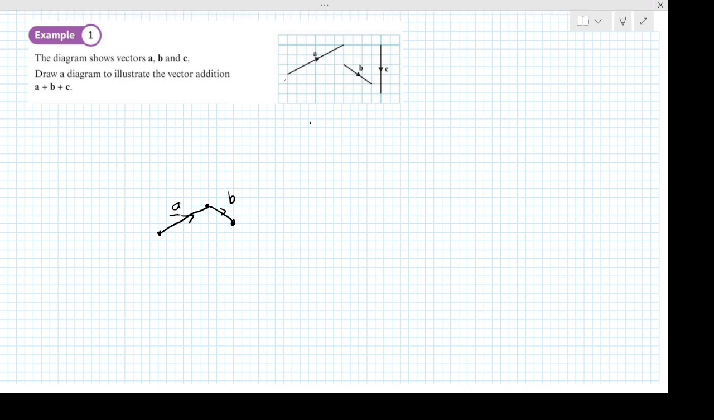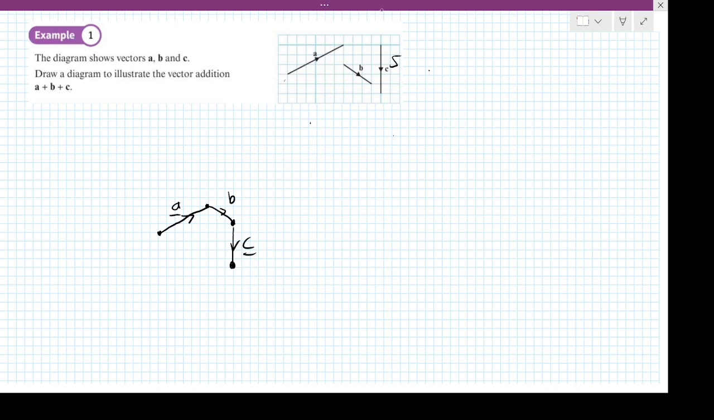Then lastly, we need the vector C, so that's just straight down. How many down? 1, 2, 3, 4, 5 down. That's 5 boxes down. So we go 5 down there, 1, 2, 3, 4, 5, and then we end up there. So the vector C will be there, and that's where we end up. Overall, this represents A, B and C.